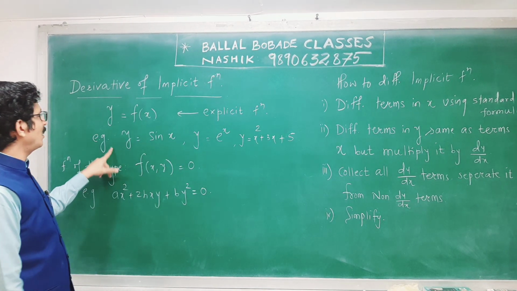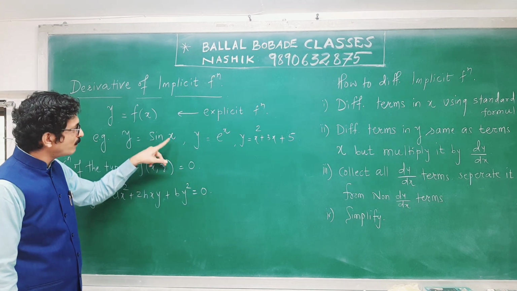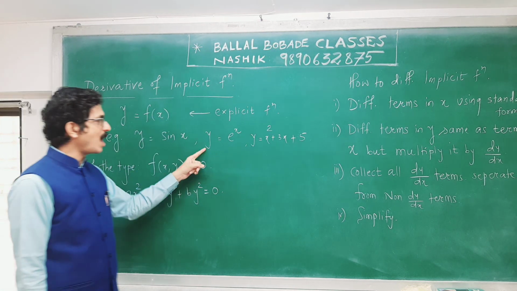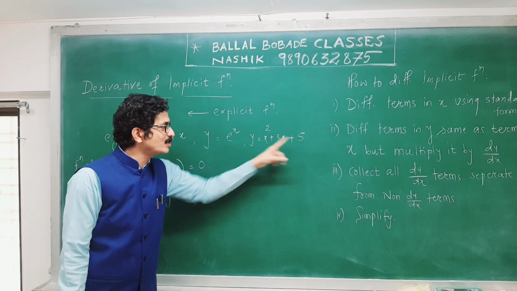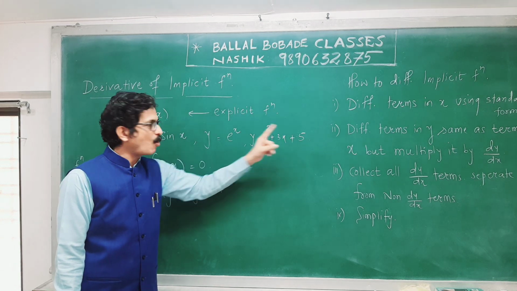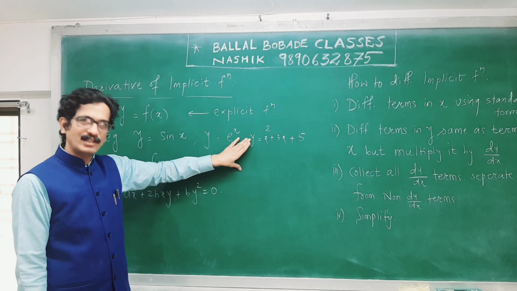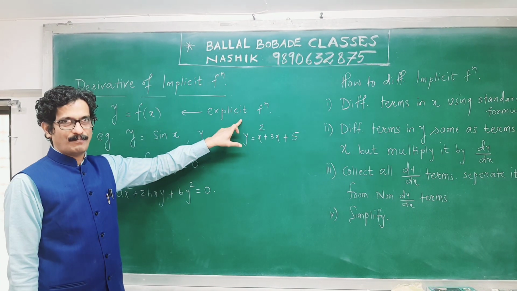For example, y equal to sin x. You see, sin of x. There is no y inward here and there is no x inward here. y equal to e raised to x. y equal to x square plus 3x plus 5 is a polynomial. So all x terms on one side and all y terms on another side. Such functions are called explicit function.